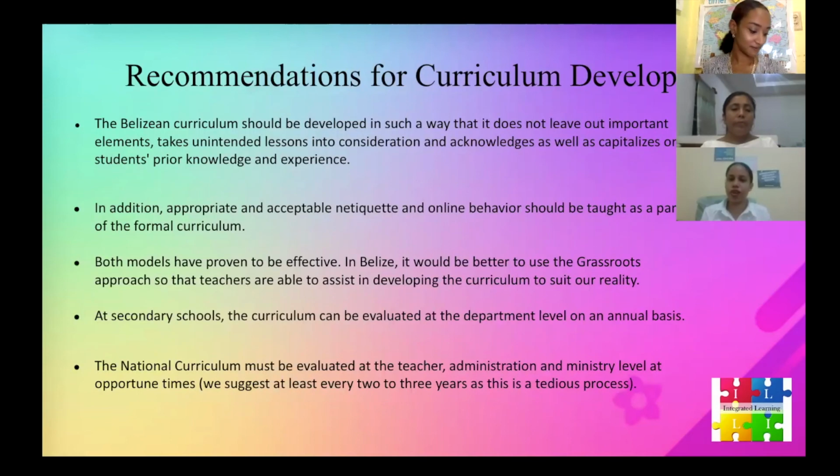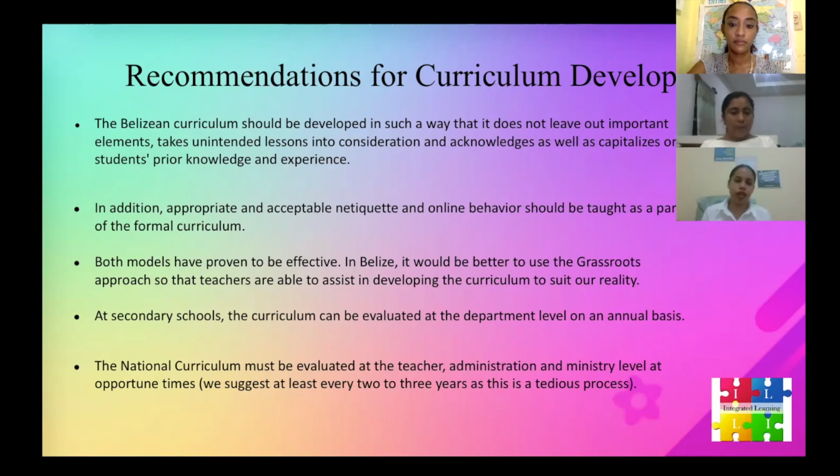Now, let's look at our recommendations for curriculum development. So, how can we relate all that we've talked about today to the Belizean curriculum? Well, the Belizean curriculum should be developed in such a way that it does not leave out important elements, takes unintended lessons into consideration, meaning the hidden curriculum, and acknowledges as well as capitalizes on students' prior knowledge and experience. Remember, there are certain values and things that we exhibit based on our culture and the culture of the school that students catch on to. So we want to ensure that these are positive for the students to carry within their lifetime.